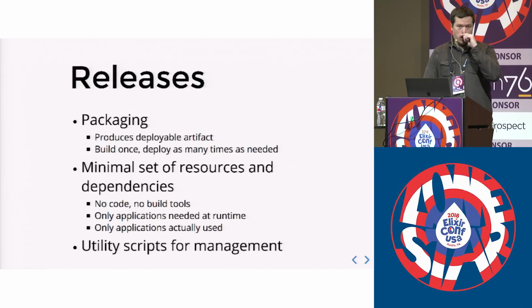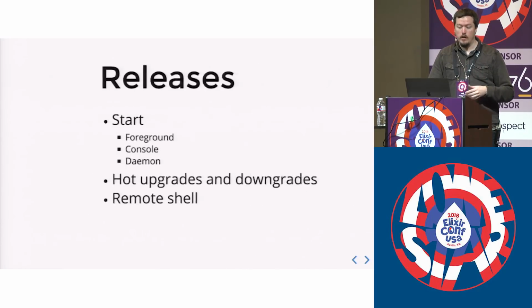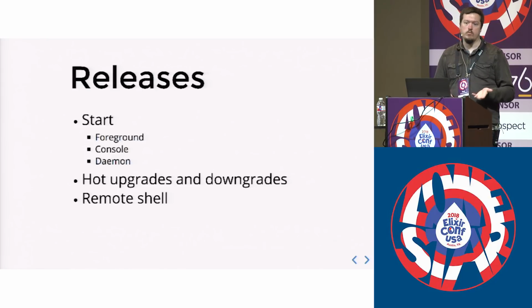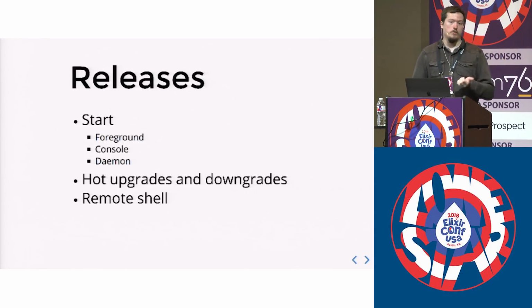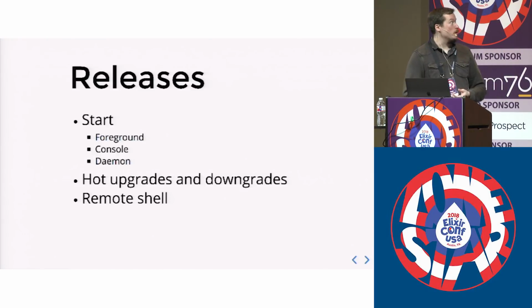The utility scripts are really there to enable some friendly UI over the release. It's not strictly necessary. The fundamental release tooling does not require it, but allows us to do some nifty things. So we can start a release in a couple different modes. One is foreground, that's equivalent to like mix run. Console mode, which would be like the interactive mode, like using IEx. And then a daemon mode where you can run it in the background, and it's effectively supervised as if you're running under something like systemd or supervisord, upstart. You can run it as a service in the background.